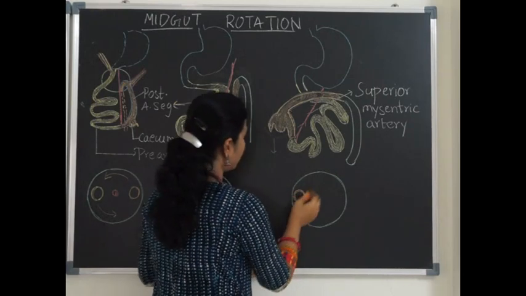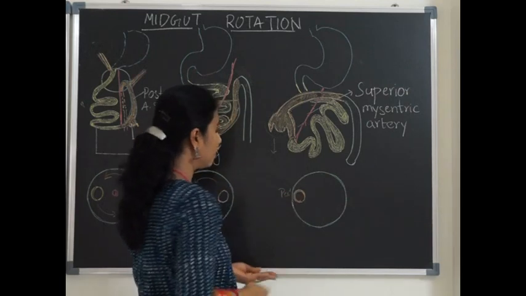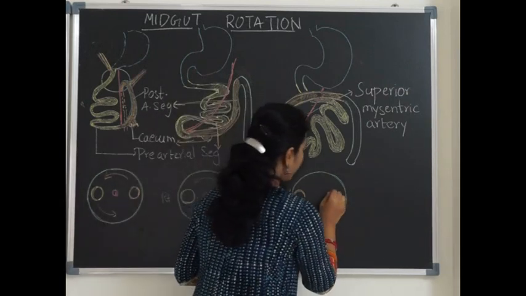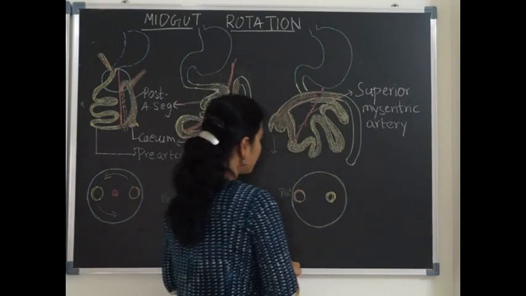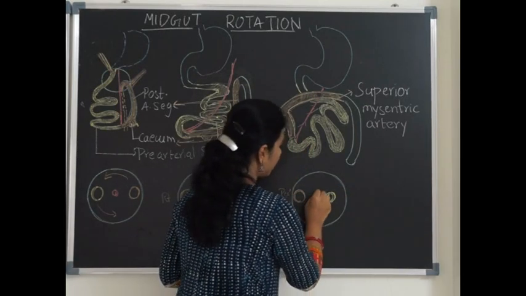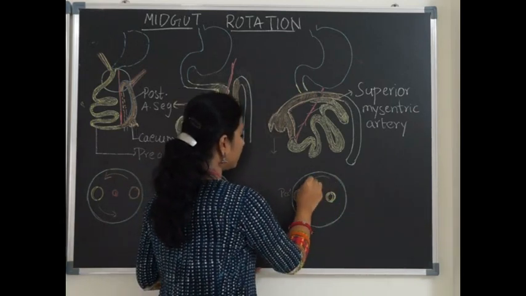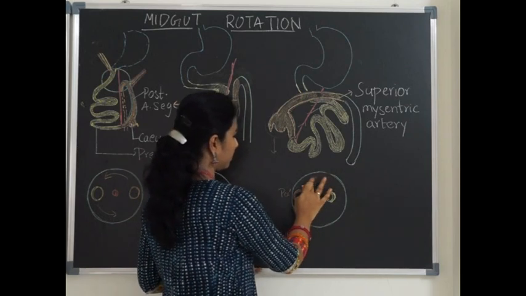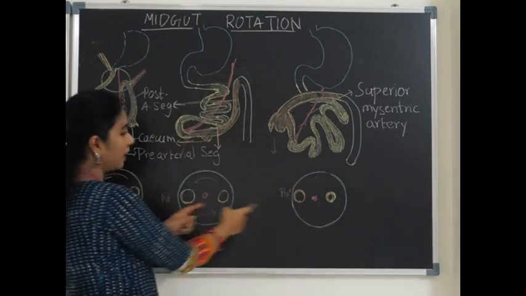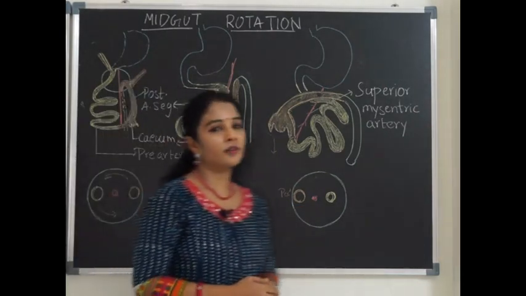the post-arterial segment is present towards the right, and the pre-arterial segment is present here, and in between, the superior mesenteric vessels are present. So this is 180 degrees of rotation. So after rotation 180 degrees, this is how they are present in the abdominal cavity.